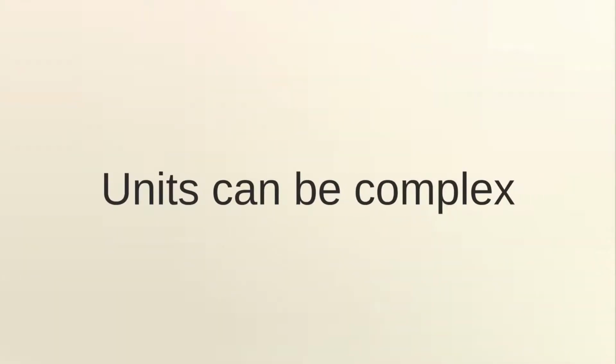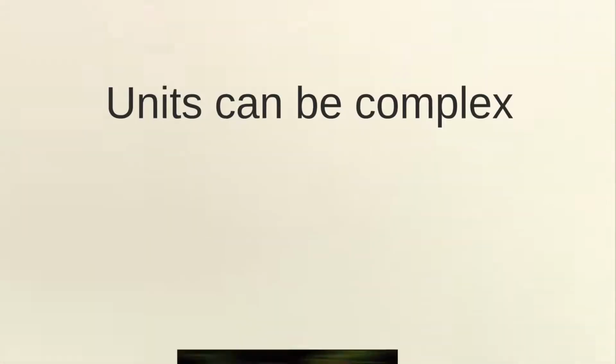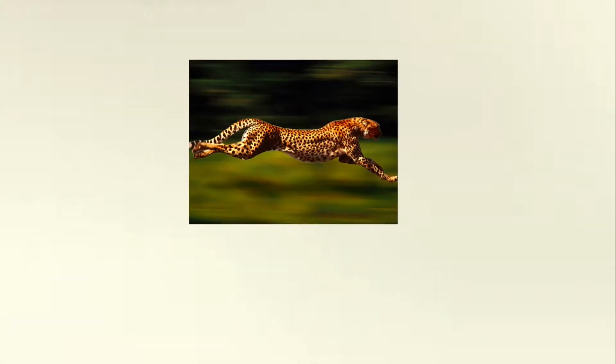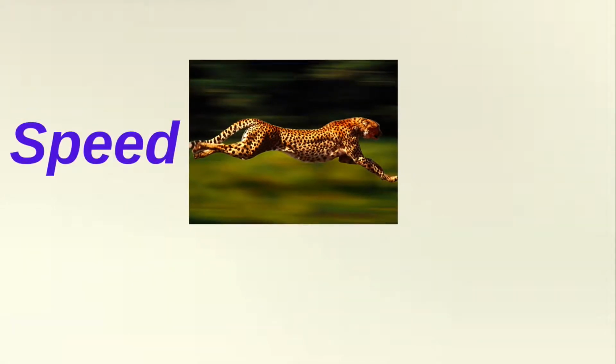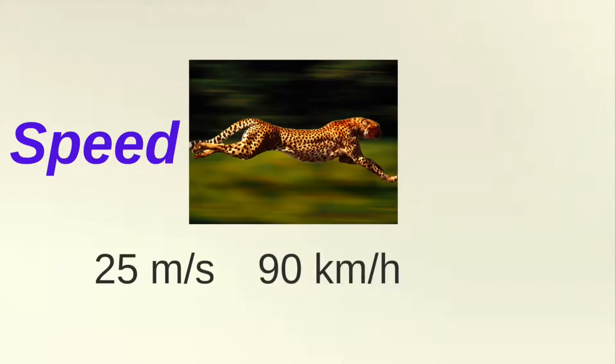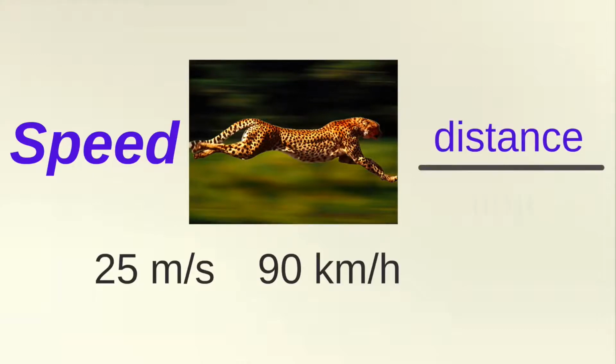Sometimes units are fairly simple, but other times they're very complex, combining two or more other units to create a new one. Take a look at speed. Notice the units within units as we talk about how a cheetah can run 25 meters per second or 90 kilometers per hour. In both these cases, you'll notice a unit of distance per a unit of time.